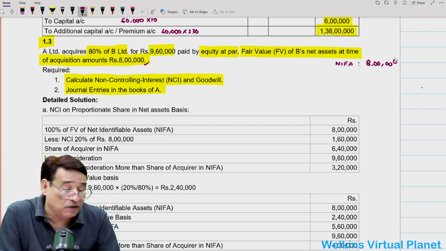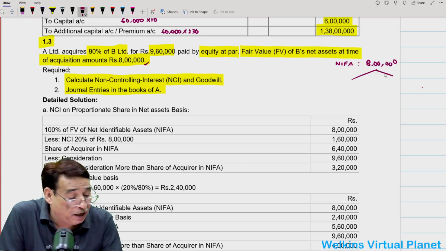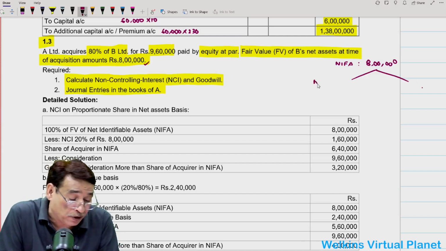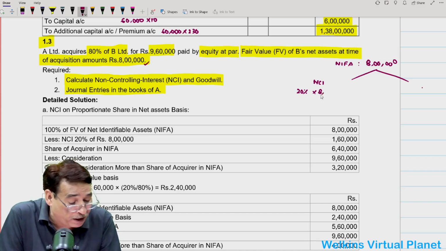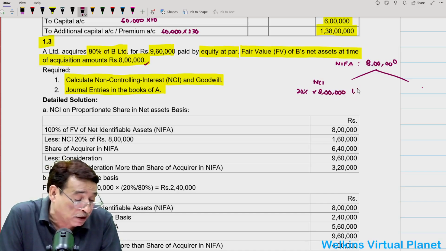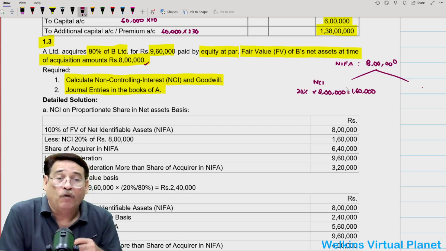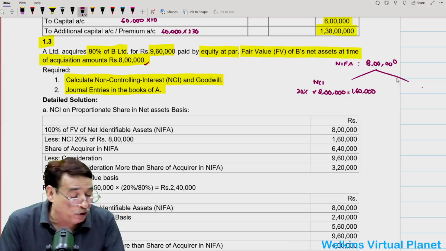So 8 lakh is the amount. Out of this 8 lakh, now I will compute NCI share. Fortunately, in this question, there is NCI, and the share of NCI is equal to 20%. If I take 20% of 8 lakh, that will be equal to how much? That will be equal to 1 lakh 60,000. So out of 8 lakh worth of asset, I may say 1,60,000 worth of asset belongs to NCI.